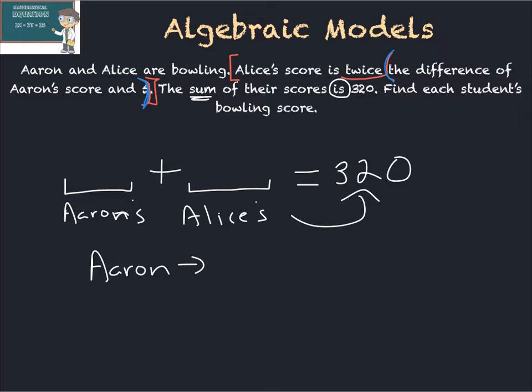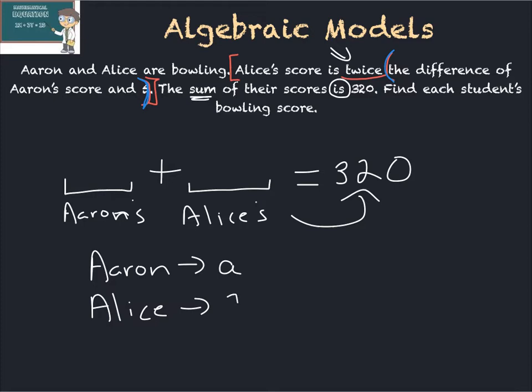Okay. Do we know anything about Aaron's score? No. So when we don't know the value of something, we use a variable. So for Aaron, I will just use A. And we don't really know much about Alice's score either, but we do know that Alice's score, if we come back over here, is twice the difference of Aaron's score and 5. We know how to write that from 2 weeks ago, from that lesson on writing algebraic expressions. We wrote algebraic expressions that had that same wording.